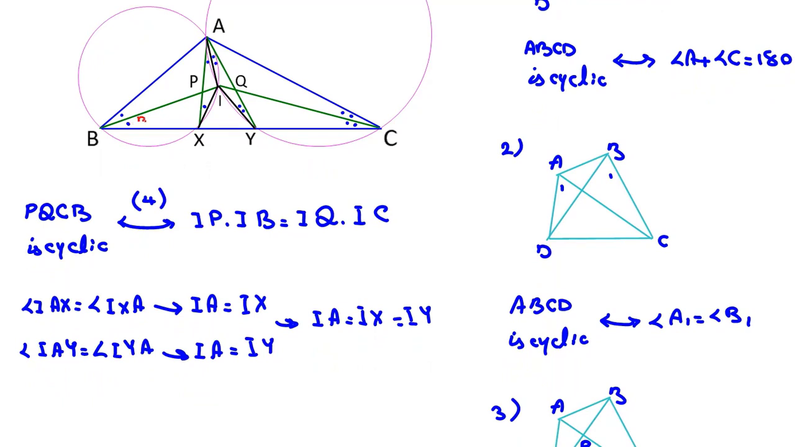We know one point is B half. So this angle is also B half. And we know this angle is A half because AI is the internal angle bisector. This angle is B half because it is this. So we can say this angle is A half minus B half.